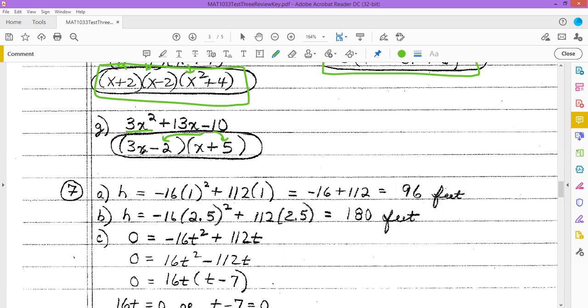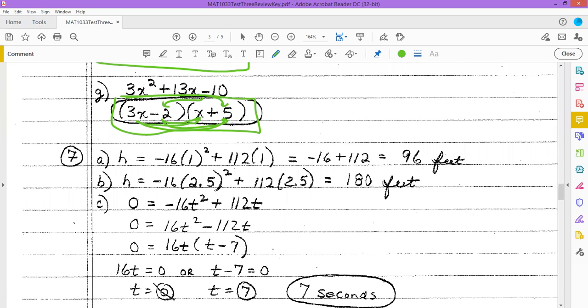Now remember how you check these answers to make sure that you place the order correctly and that your signs are correct. Just FOIL. You multiply the first term, the outer terms, the inner terms, and the last terms together. And when you simplify this, you should get the term that you started with. And that's how you know if you factored it correctly.